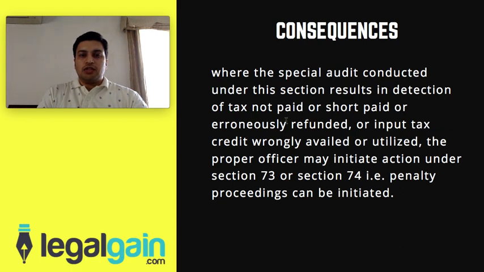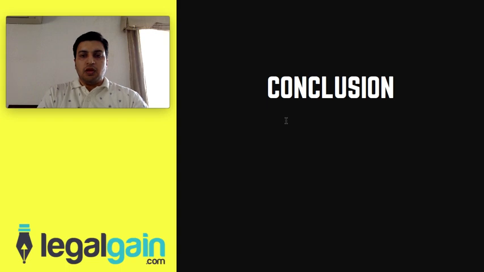What are the consequences when the special audit is conducted under this section? It results in detection of tax not paid, short paid, or erroneously refunded, or anything of that sort. Penalty proceedings can be initiated under section 73 or 74. If the department finds anything wrong or any tax evasion by the SSE, there can be penalty proceedings initiated by the department. So these are the types of audits under GST.